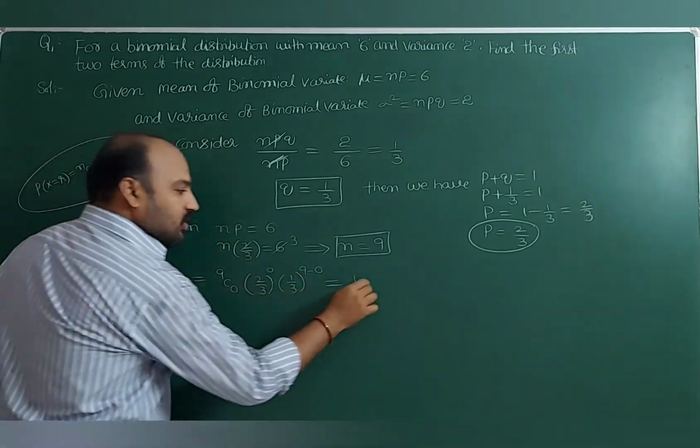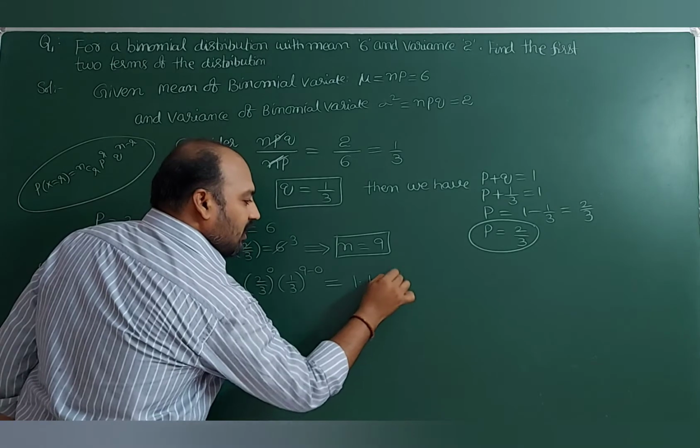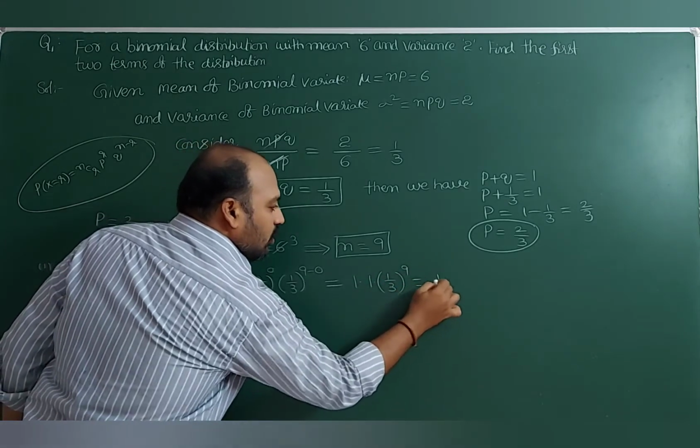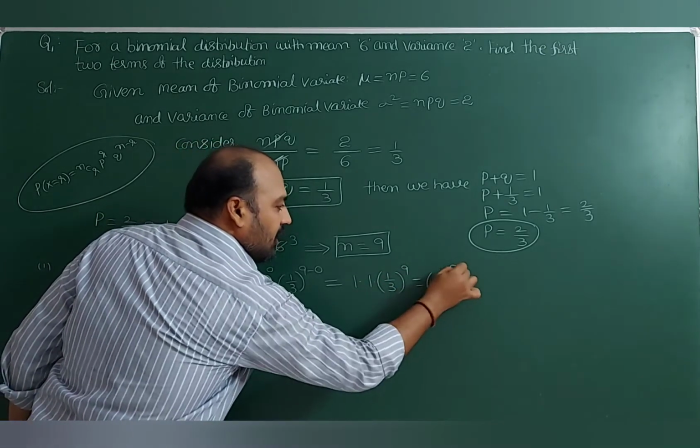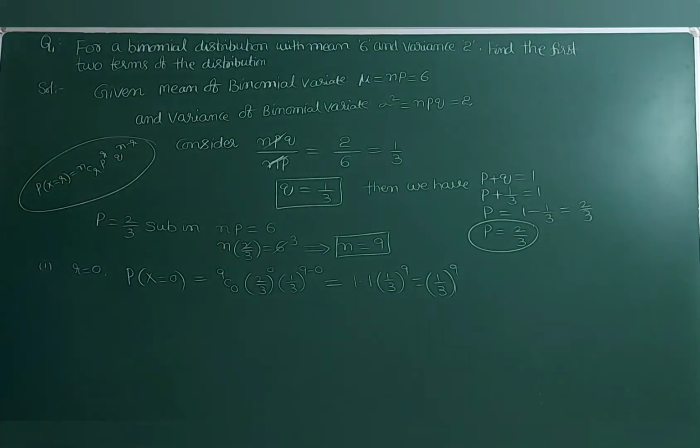(2/3)^0 is also 1. (1/3)^9, which is equal to (1/3)^9. This is about the first term. Come to the second term. First 2 terms they are asking now.